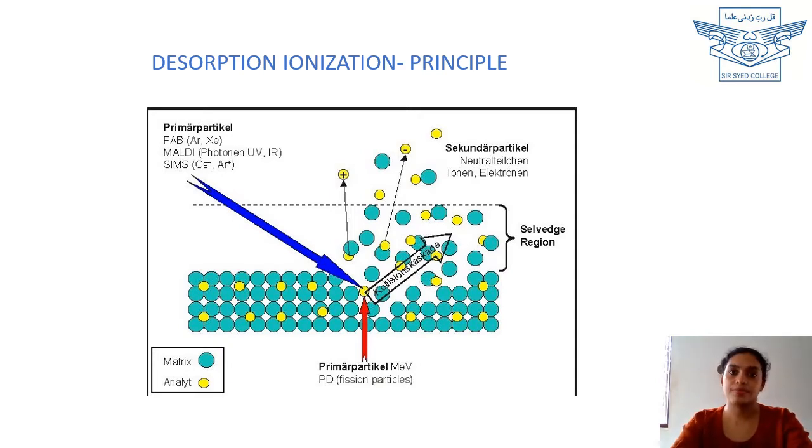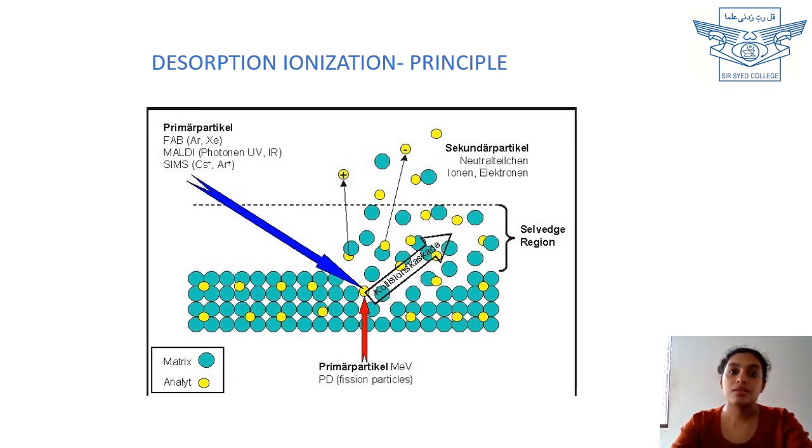When the high energy source hits the matrix material which contains the analyte, which contains our sample material, what happens is it gets desorbed. The sample material gets desorbed from the matrix along with some matrix particles, and then it gets ionized eventually, and the ions are formed from there. It is a normal procedure: the ions are sent to the analyzer and then it is recorded.